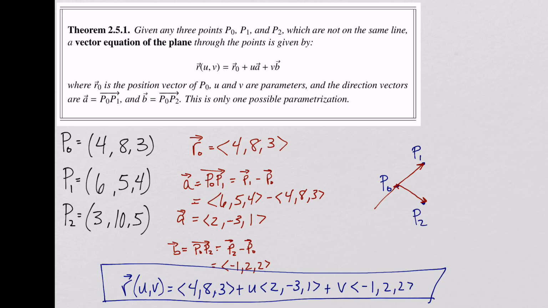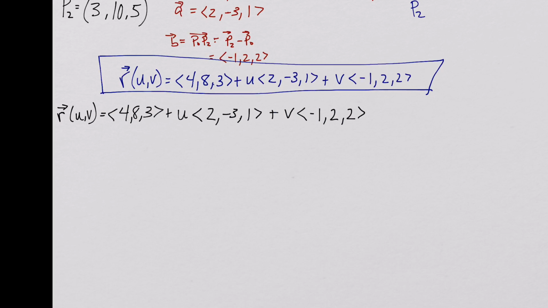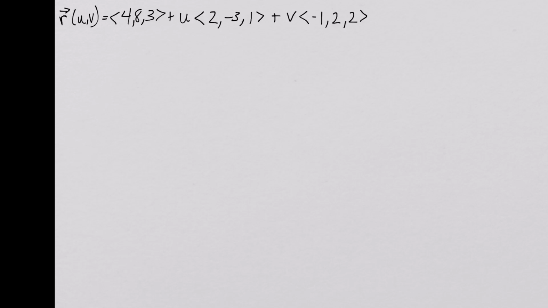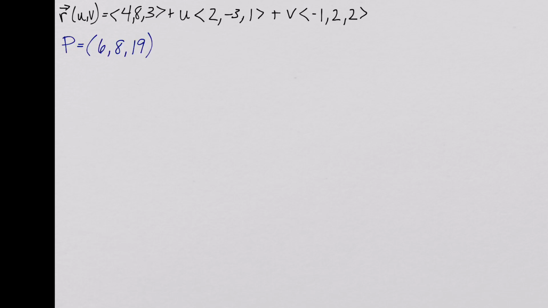So now that we have this equation, the next thing we might want to do is solve to see if a point is on a plane. And so I've rewritten the equation of the plane right here. And we want to test to see if this point P is on the plane. So I've given you the point P is equal to 6, 8, and 19. And you'll notice that this point is written with parentheses because it's a point, not a vector, right? And so if this point is on the plane, then there should be some value of U and some value of V that would generate this point on the plane, right?